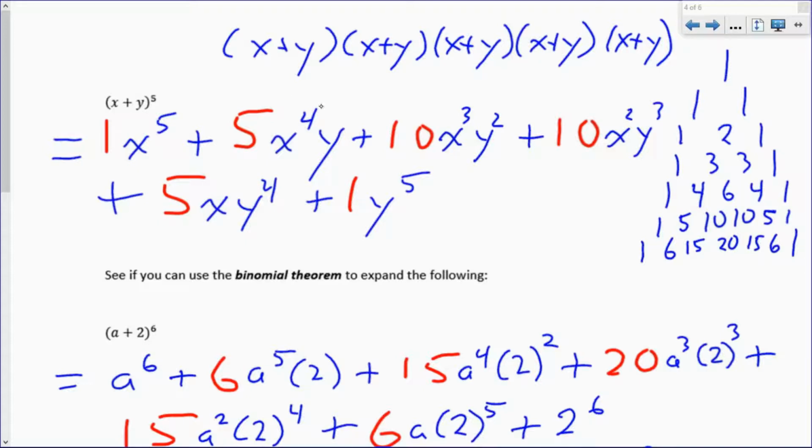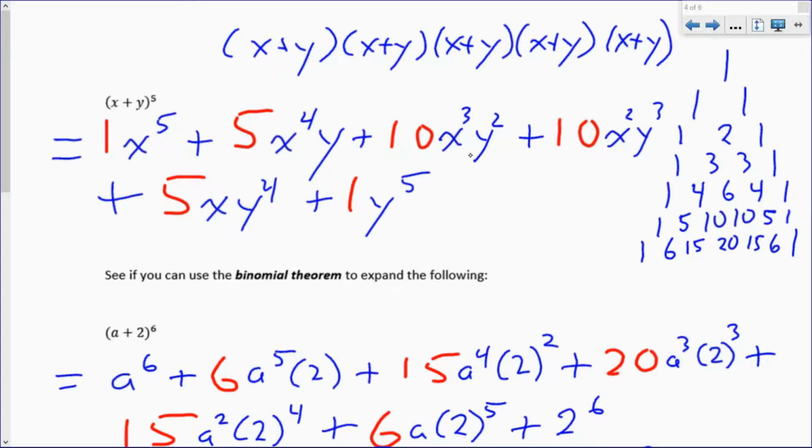However, there are 5 ways to get x to the power of 4 times y. Because you could do, sorry, you could do y times x times x times x times x. That's one way. Or you could do x times y times x times x times x. That would give you x to the power of 4 and y. Or you could do x times x times x times x times y. There are 5 different ways, or 5 choose 1 ways, to pick the y that's part of the multiplication.